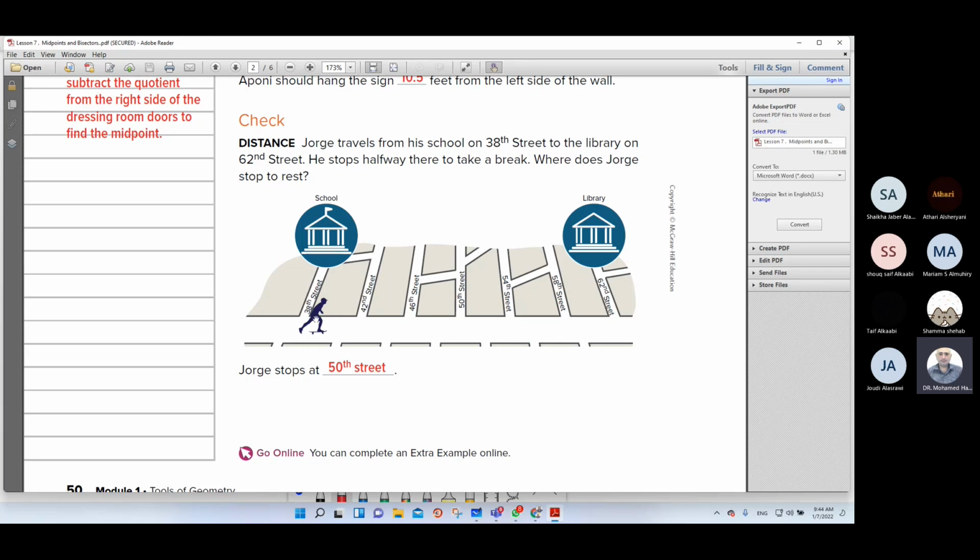So you can add 38 plus 62 and divide by 2. 38 plus 62 will be 100. 100 divided by 2 will be 50. So the midpoint will be here. The midpoint will be here.